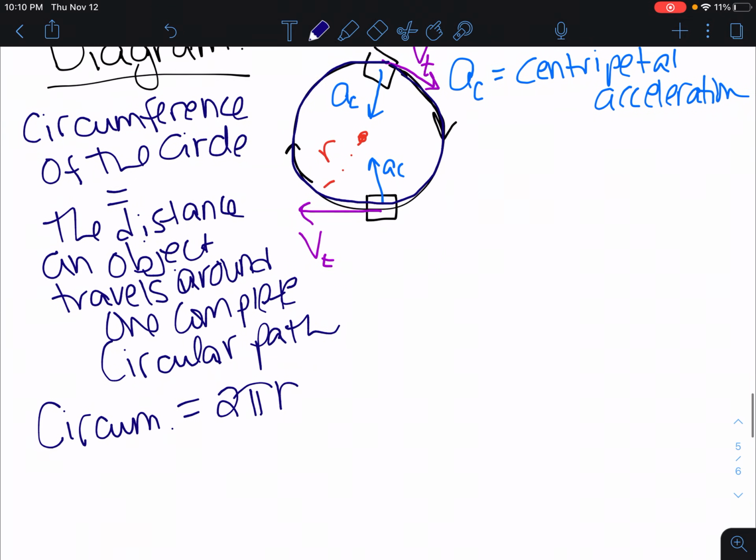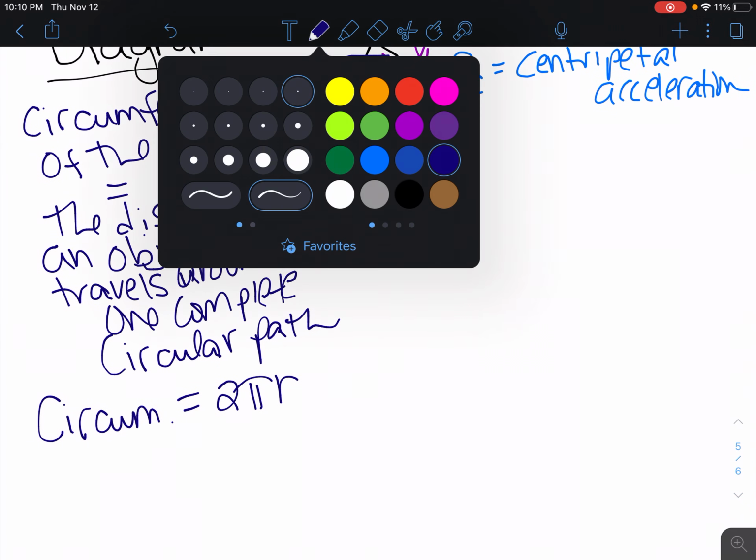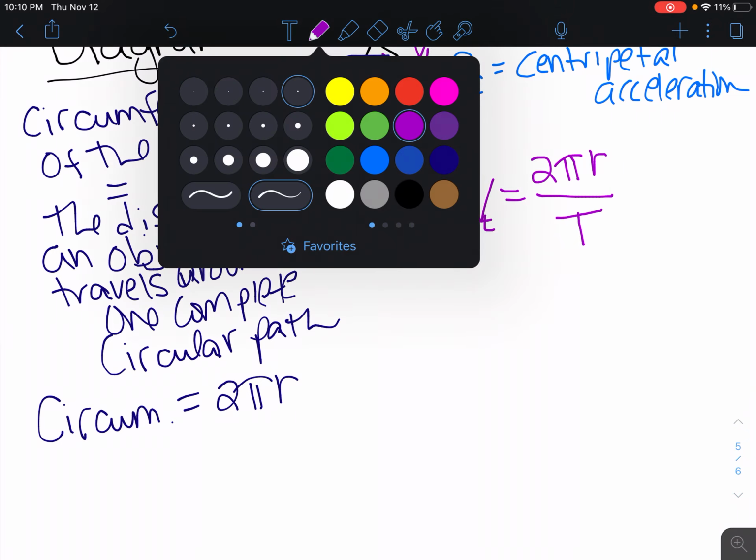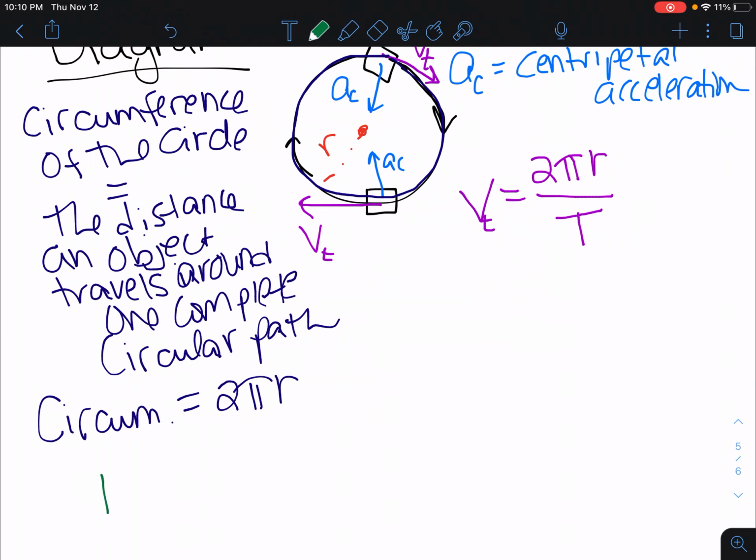Well, we talked about calculating speed and velocity, and we said velocity was distance divided by time. Well, you can find the tangential velocity the same way. But now our distance is 2 pi r, or the circumference of the circle, over this capital T. Capital T is still a time, okay? But it's a special type of time called the period, okay? And the period is just the time for one complete trip around a circle.